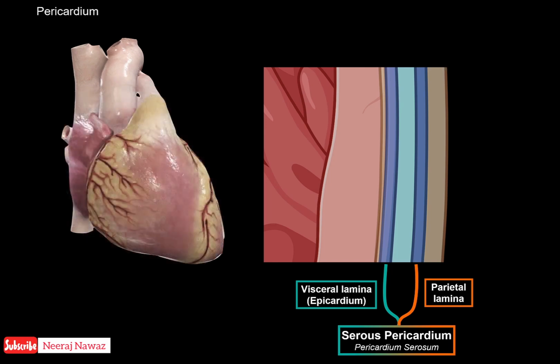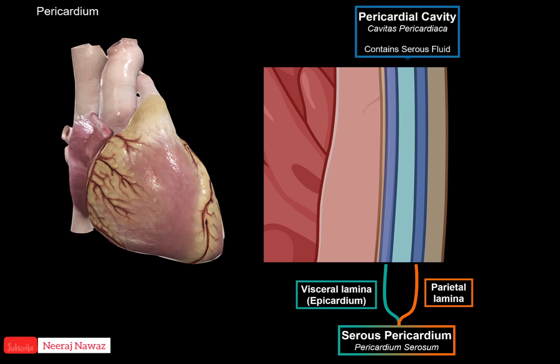Now, between the visceral lamina and the parietal lamina of the heart, there is a cavity, and this cavity is called the pericardial cavity, which contains serous fluid. And this serous fluid is the fluid that decreases the friction during the heart's contraction. So, it's really crucial to have this serous fluid around the heart. But in real life, this cavity forms two pouches.